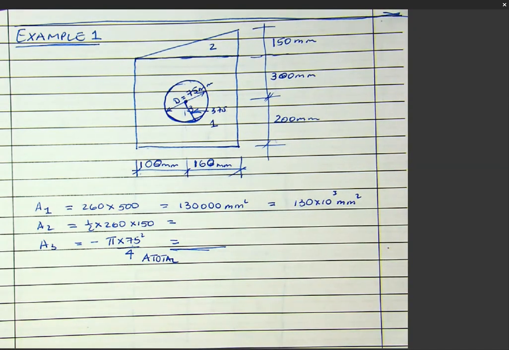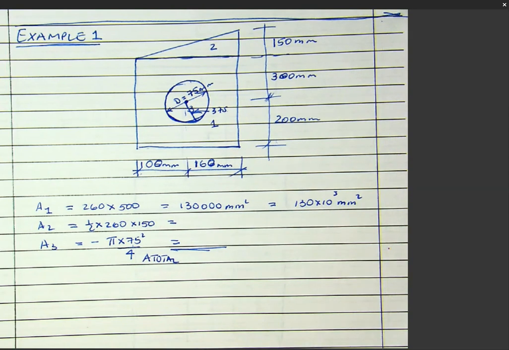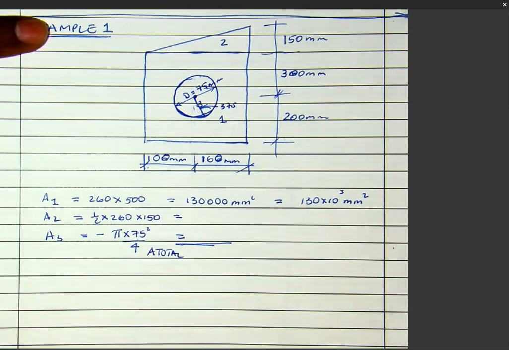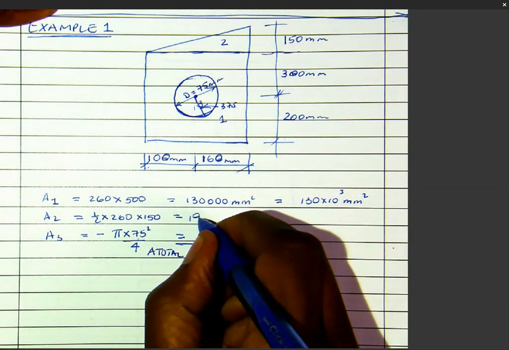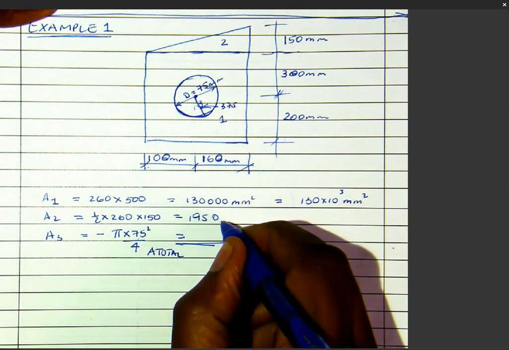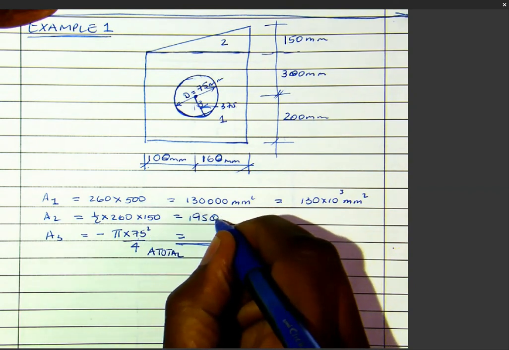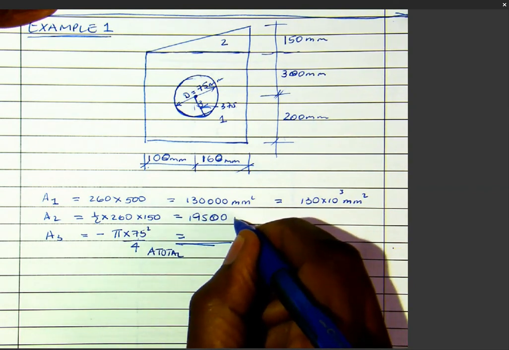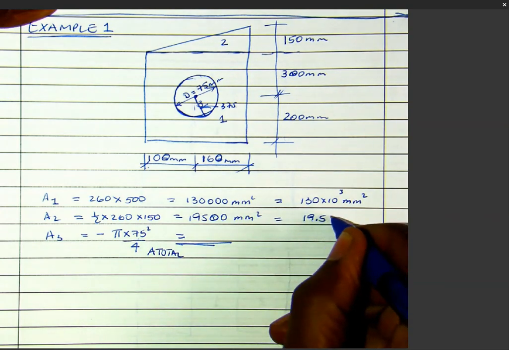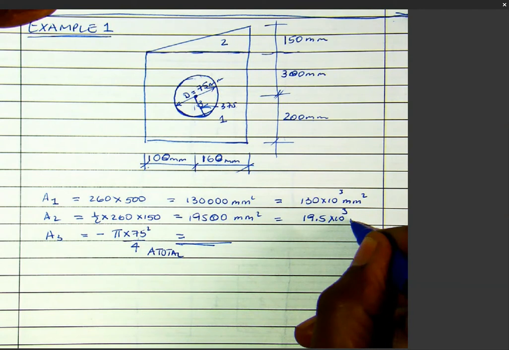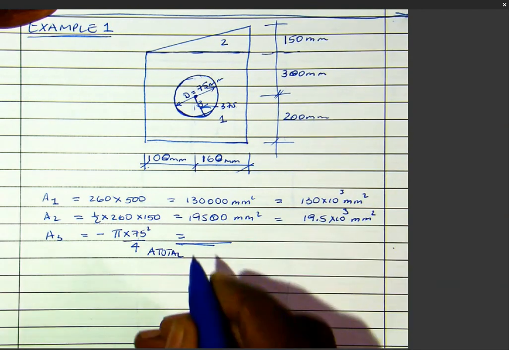Here, half times the base is 260 and the height is 150. Even if I've got some of the answers wrong, guys, when I'm punching my calculator, remember, the most important thing here is the concept. I'm showing you the concept. That gives 19,500, which is 19,5 times 10 to the power 3 millimeter to the power 2.